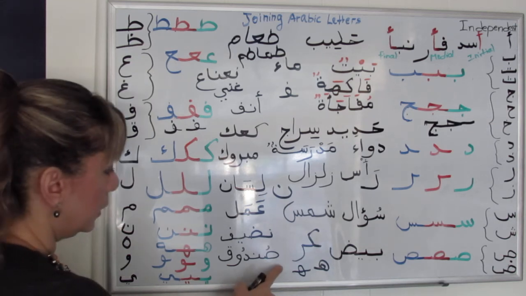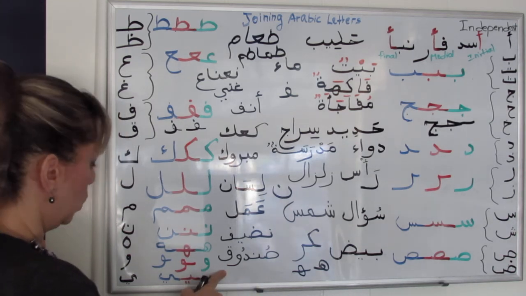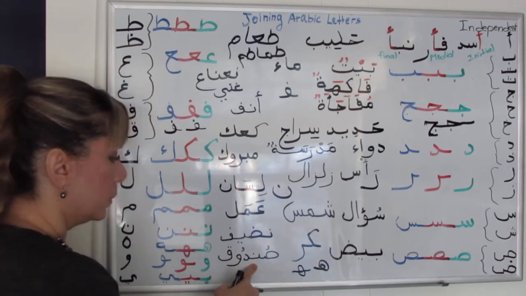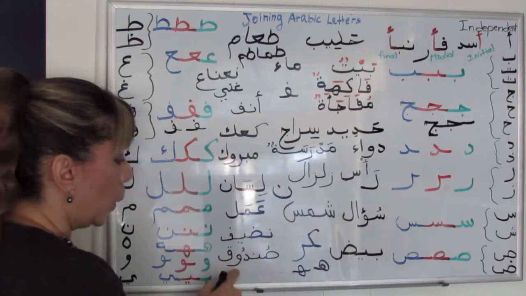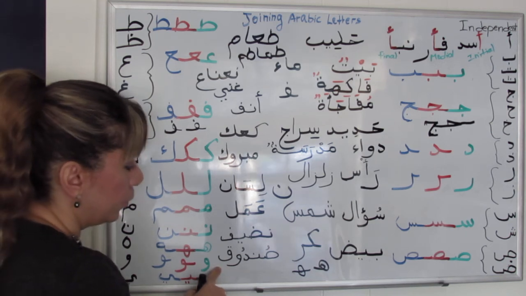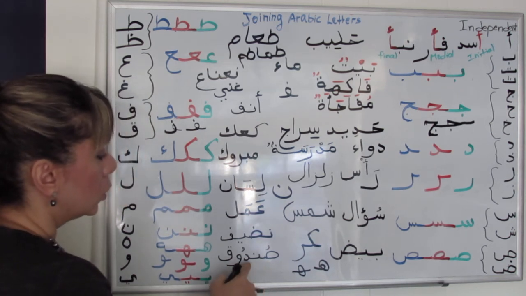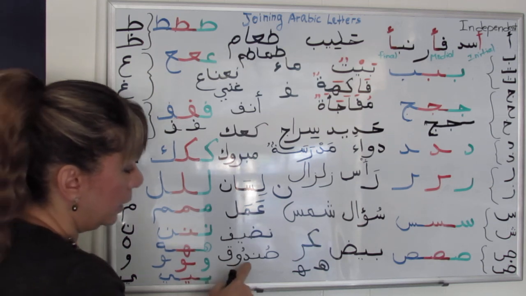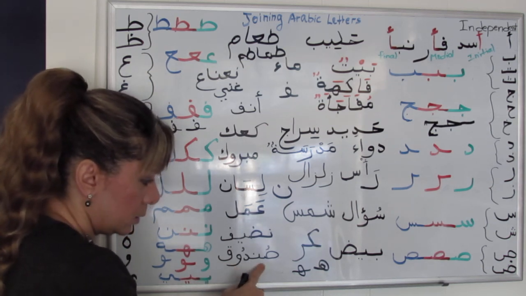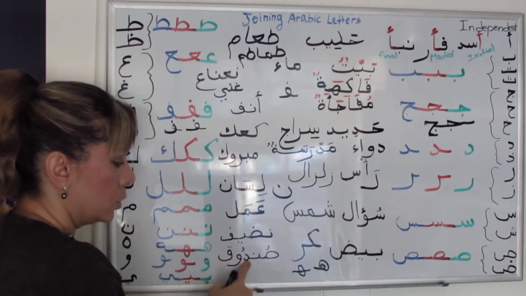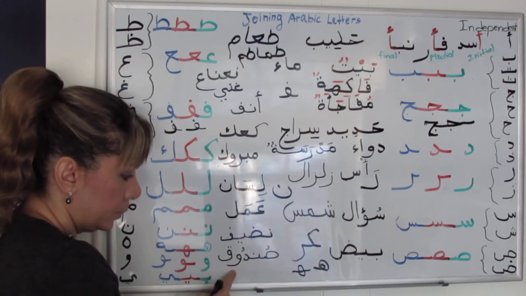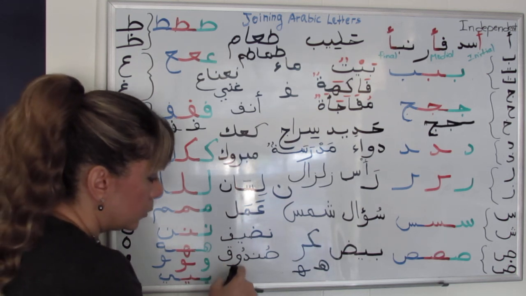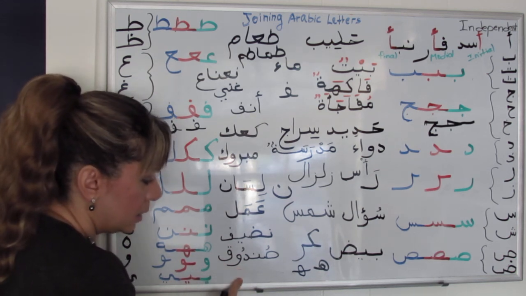Here we have another word, صندوق. It has صاد, نون, دال, واو, قاف. صندوق, box. So dal is connected to the right, but not to the waw. And qaf cannot connect to the waw. Waw by itself also.